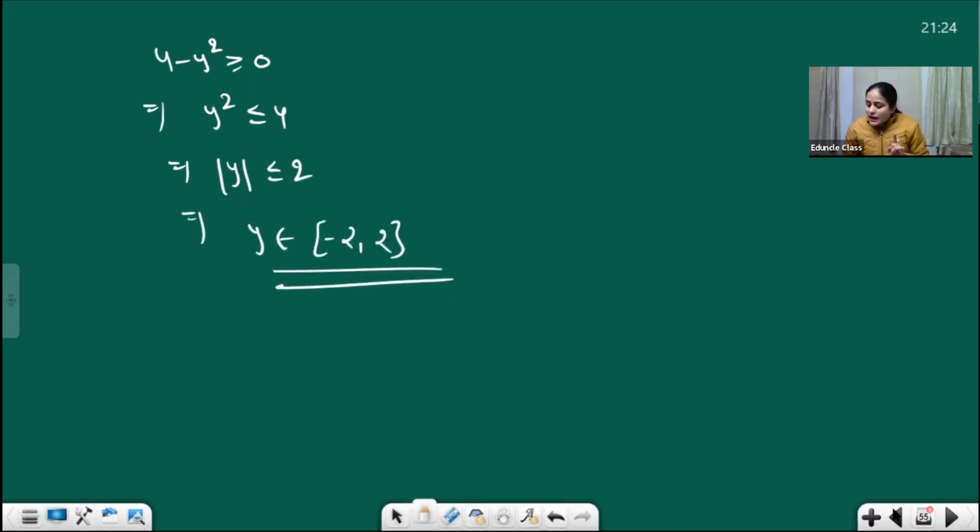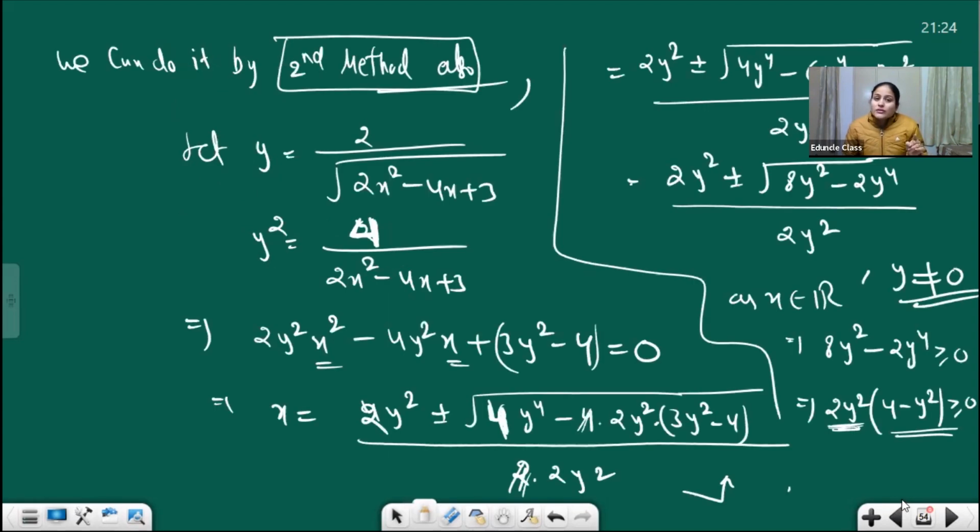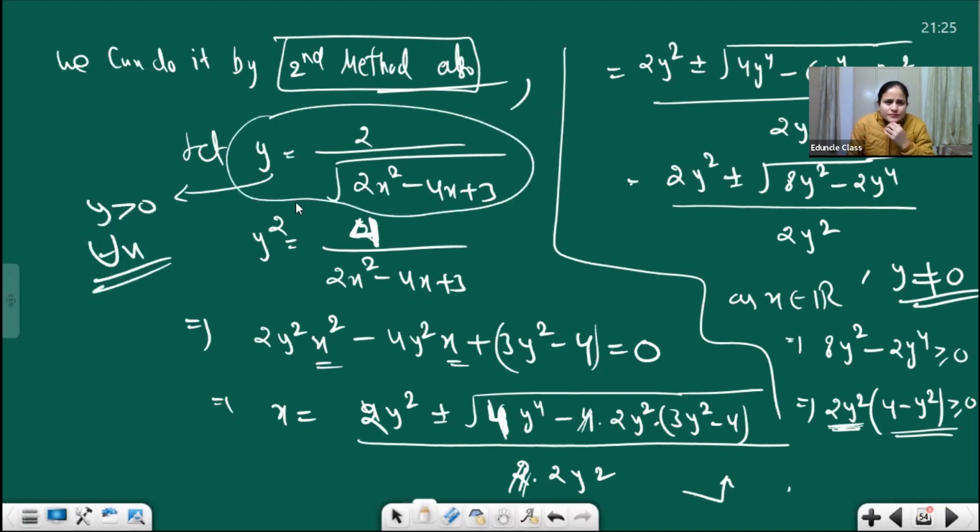But the thing is, as we have taken square on both sides while computing this, we have to be careful. See, look at here. Clearly here y is positive for all x. y is positive for all x. When we take the square, both negative and positive values will be considered. But here my y is positive for all x. So, just a second.